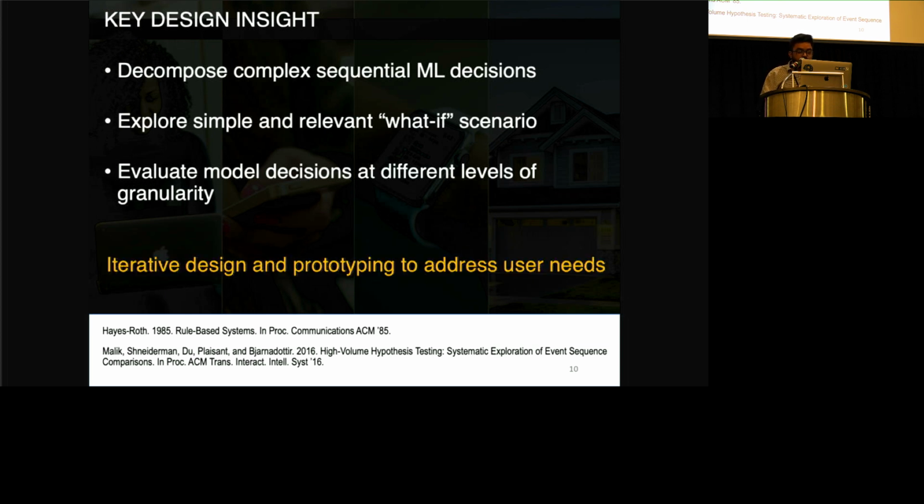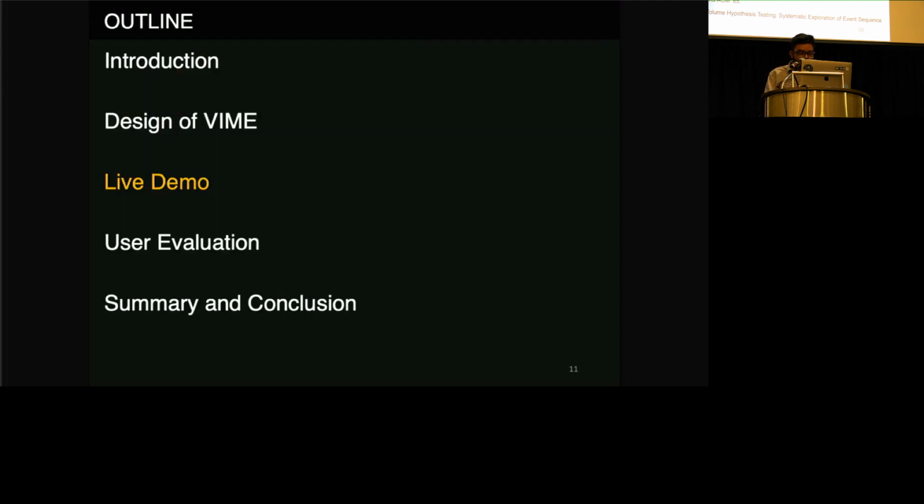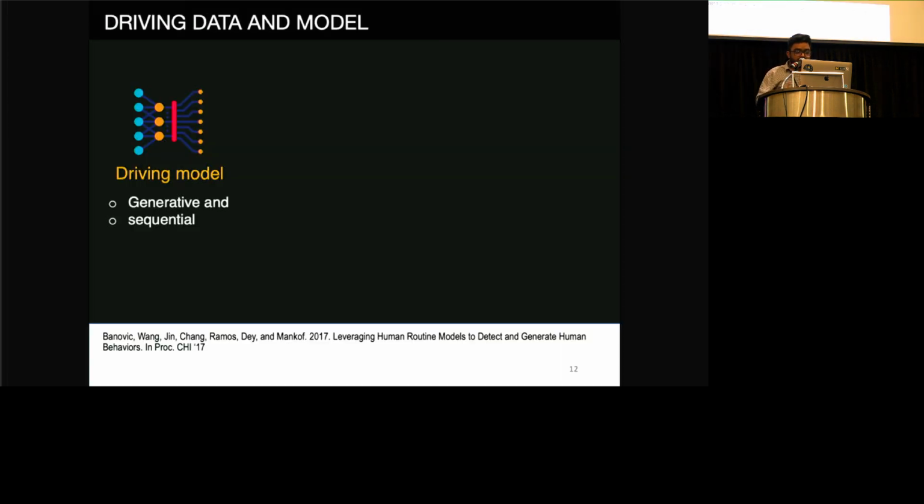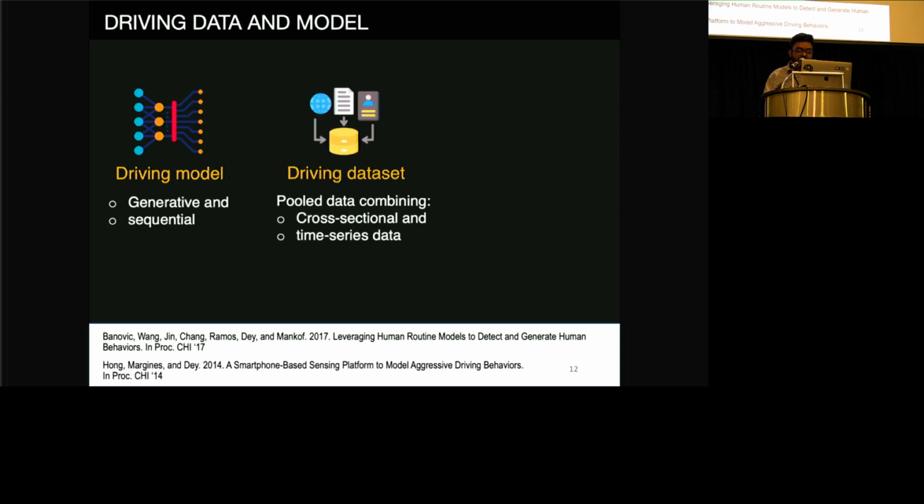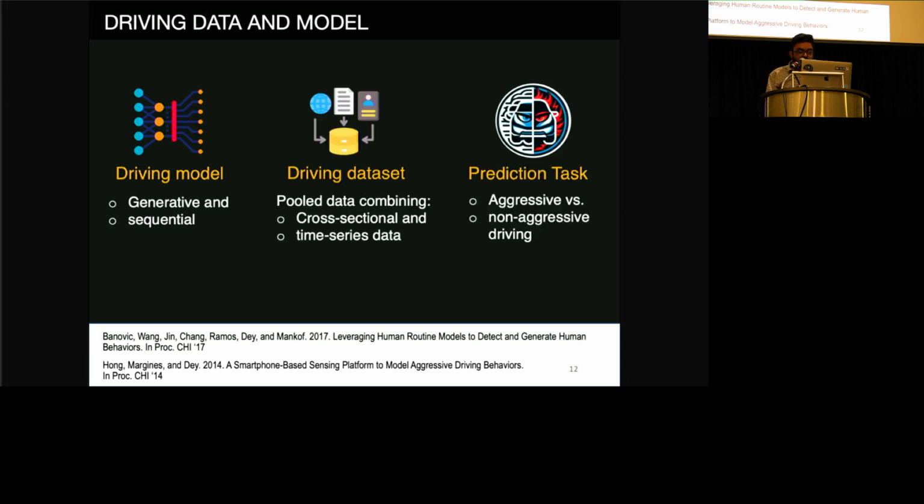Therefore, to design a toolbox that addresses these user needs, we followed an iterative design process, progressing from low to high fidelity prototype. Now, I am going to show you a live demo of the final high fidelity VIME prototype. But before I demo VIME, I want to introduce an illustrating example. Suppose that I am an ML engineer who is interested in evaluating an existing off-the-shelf generative sequential model trained on an existing driving dataset to predict aggressive driving behavior at the intersection.